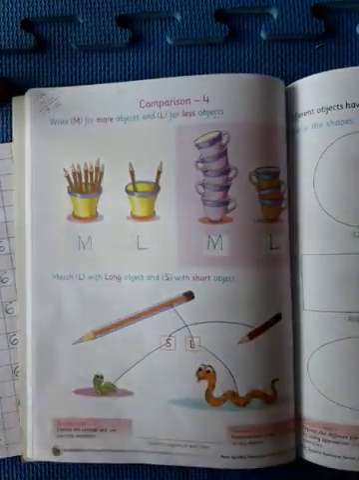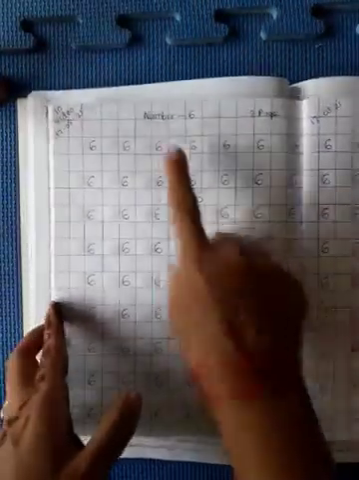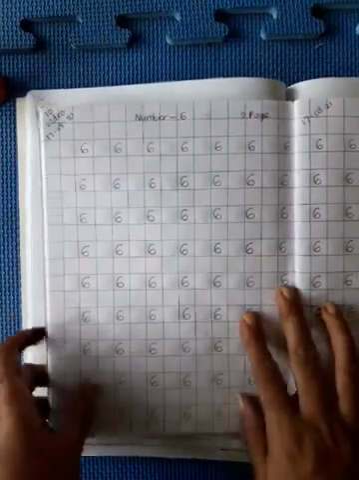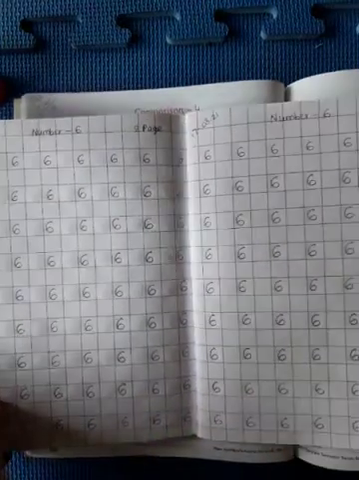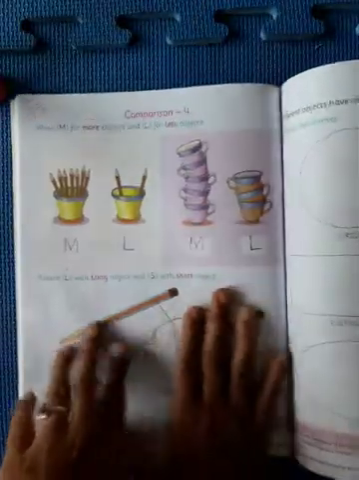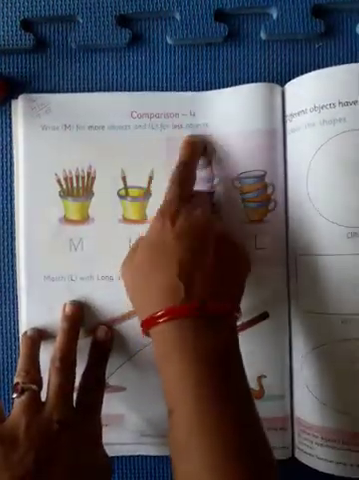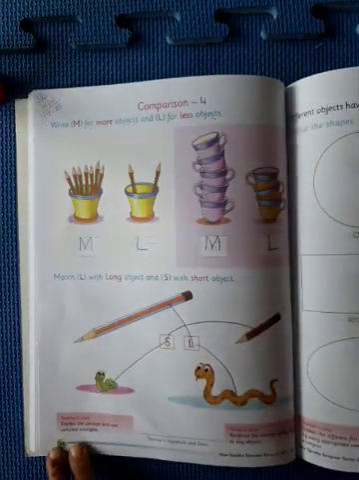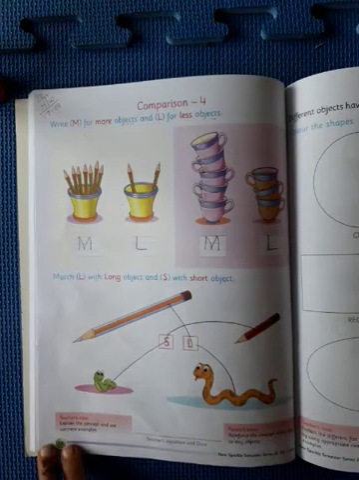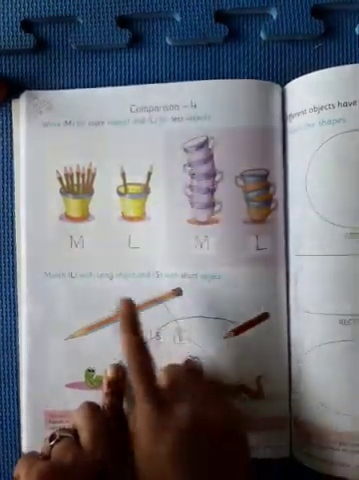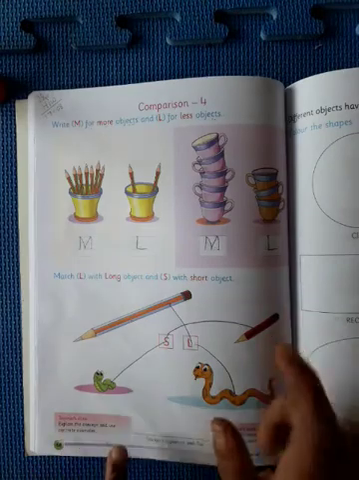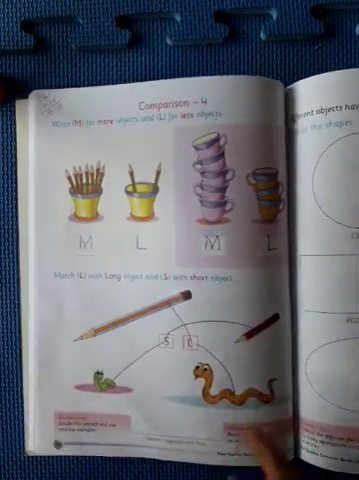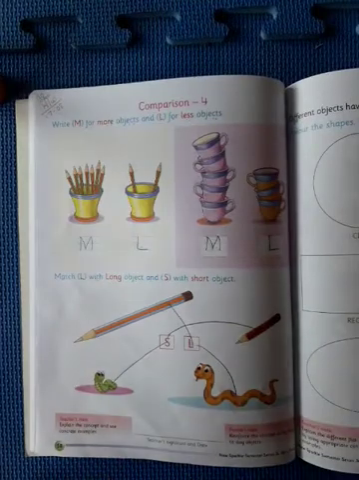Today's homework. Students, see here. Today's homework. Number 6. Write 2 pages in notebook. And comparison 4, page number 58. More and less, long and short. You also complete the work. Complete this work. Okay, students.